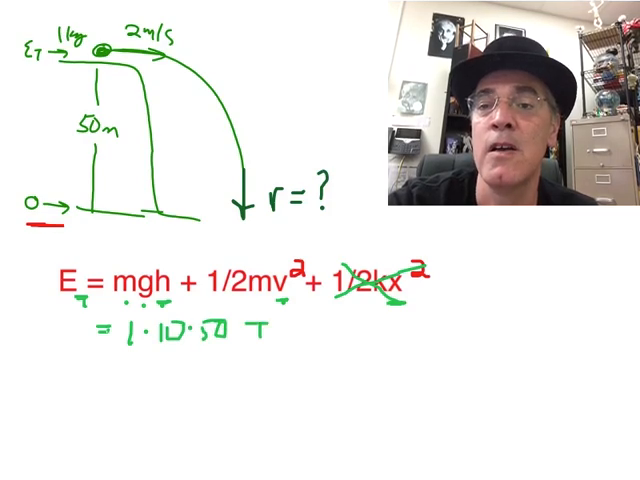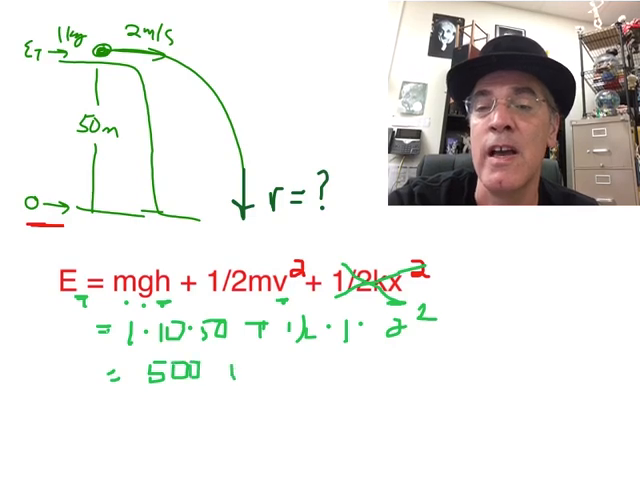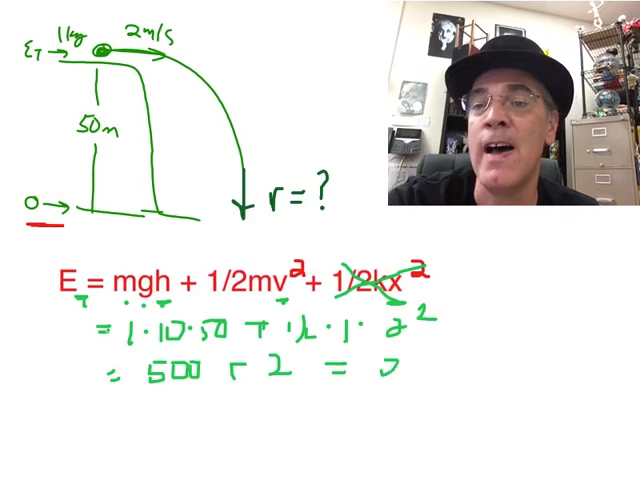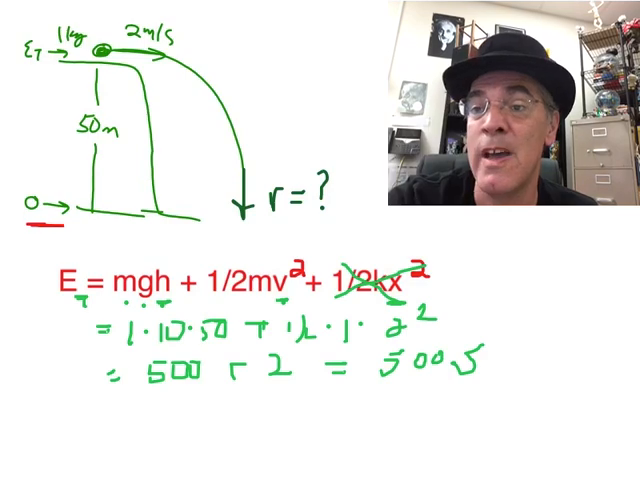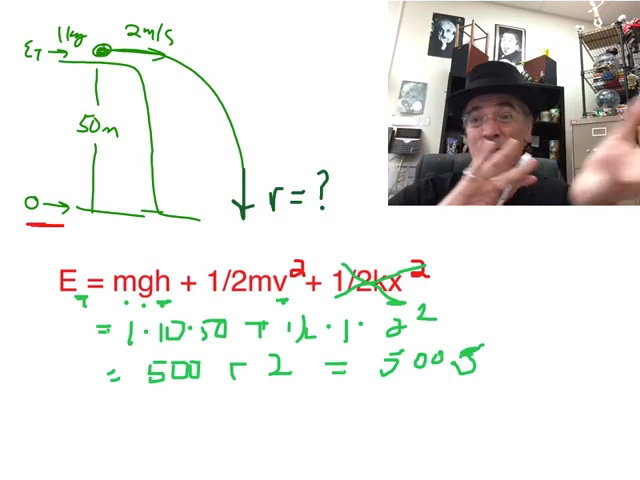plus 1/2 times 1 times 2 squared. When I do that, I get a nice easy 500 here, and 1/2 of a 2, so I get 2. So I end up with 500 joules as my answer for that one. And so that's going to be my energy there. And because it's my energy there, it's going to be my energy for the whole rest of the problem.